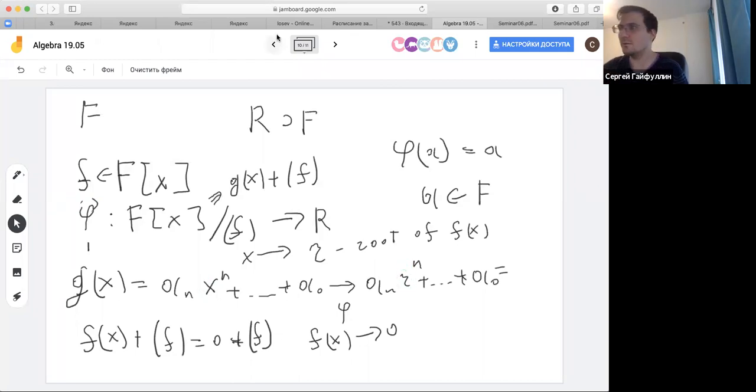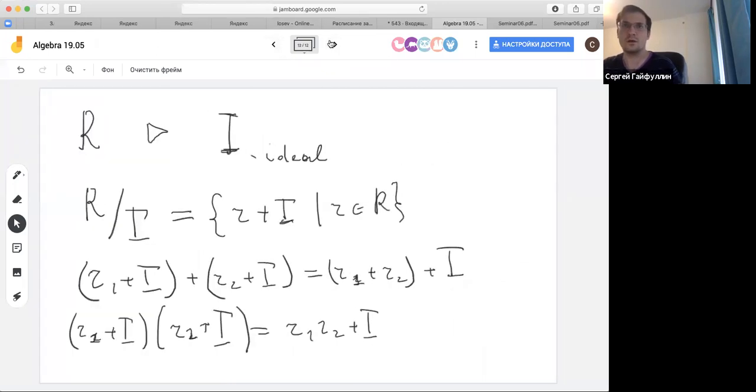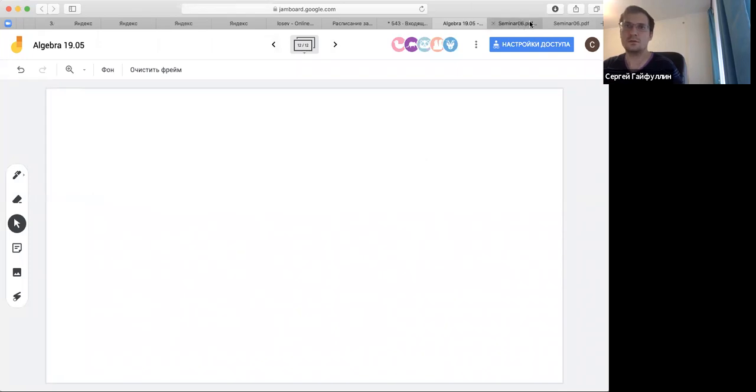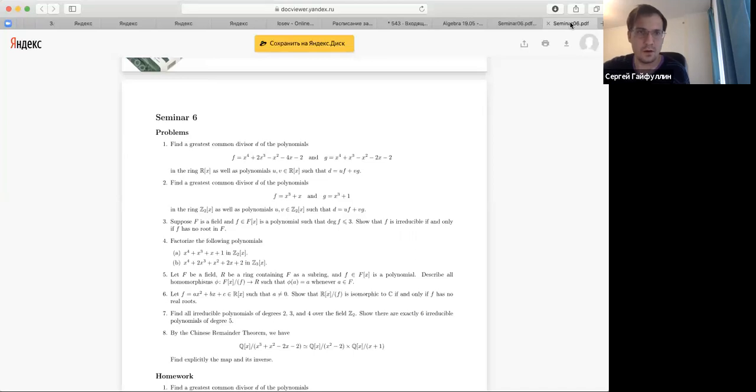So this task is very formal, and we need to solve a couple of other tasks. For example, we need to solve 6 and 7. Okay, number 6.